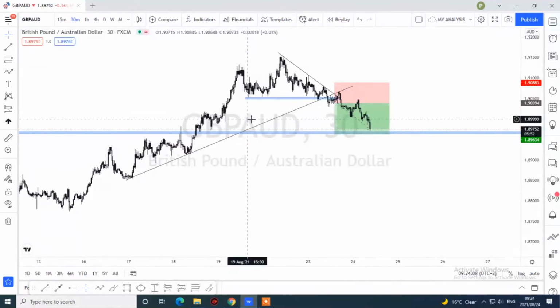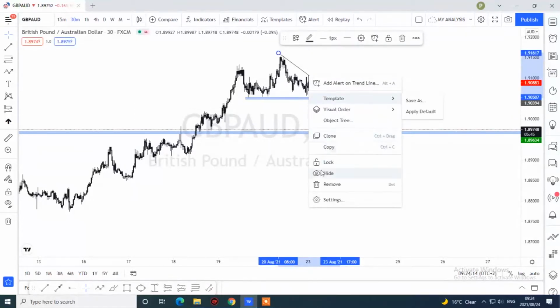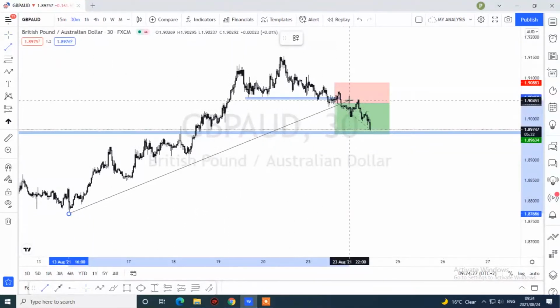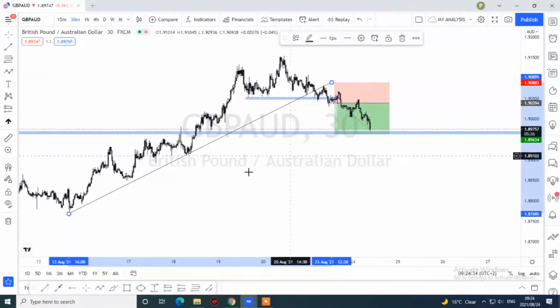As you guys can see here, we already have levels that were drawn on the GBPAUD, British pound Australian dollar. We took this trade yesterday, and as you guys can see, it's playing out so nicely.